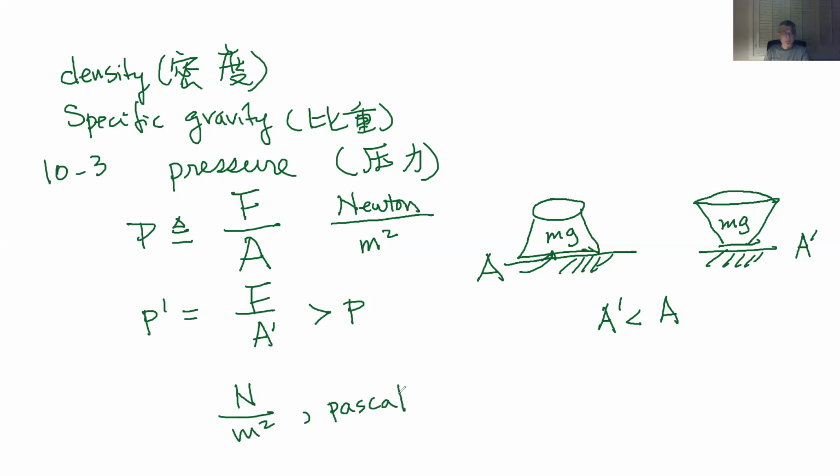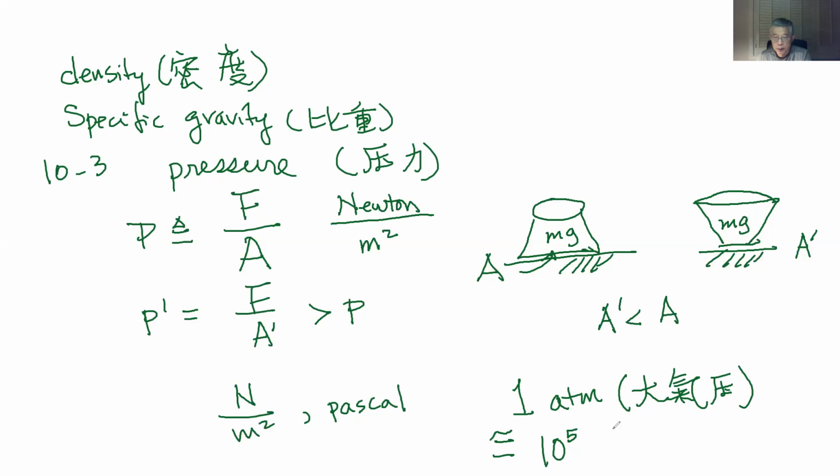Okay. And keep in mind that one ATM, right? We haven't talked about ATM. So ATM is 大气压, right? 一个大气压, right? Is equal to 10 to the 5, roughly, okay? Roughly. 10 to the 5 Newton meter square, right? Divided by meter square, or 10 to the 5 Pascal.